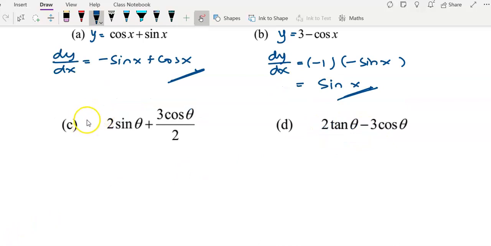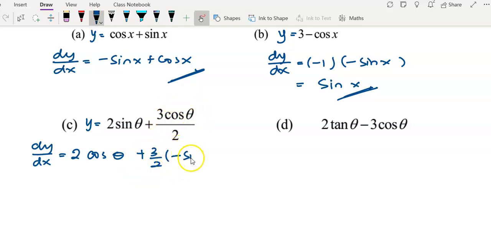For question 4c, again, I name this as y, and we will find the dy/dx by differentiating term by term. Coefficient 2, just copy down. Differentiate sine, you get cos. And then plus 3 over 2 is your coefficient. You just copy down first. Then you differentiate the cos theta. Differentiate cos theta, you get negative sine theta. Then you simplify your answer. Minus 3 over 2 sine theta.